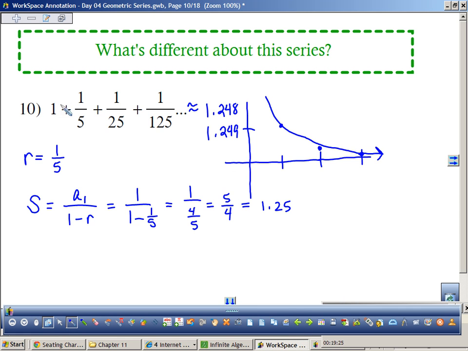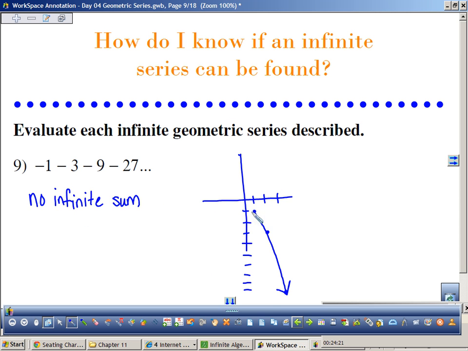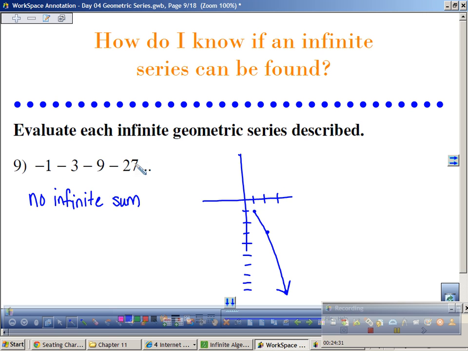So do you see the difference between why I can find an infinite sum if it's getting smaller and smaller? I can't find an infinite sum here, this may be getting smaller, but it's getting smaller in big numbers, right? Do you see what I mean? So this, what's the next one going to be? 27 times 3.